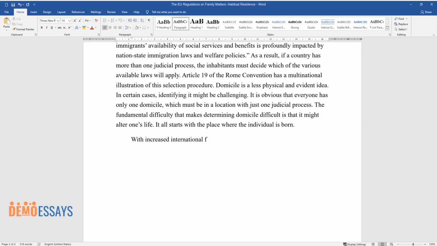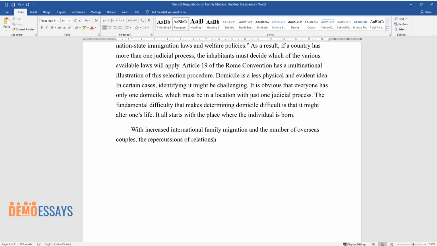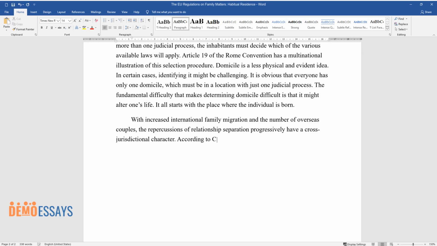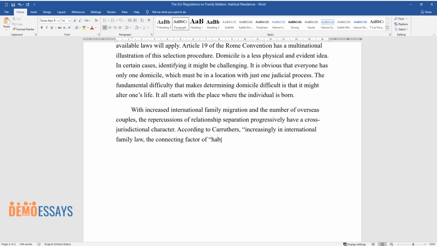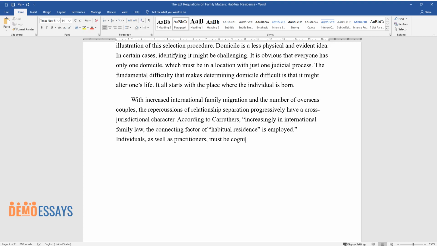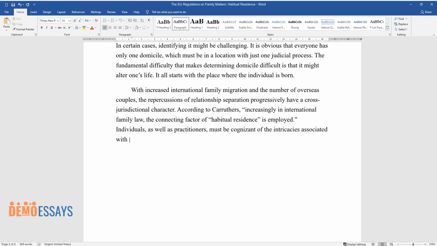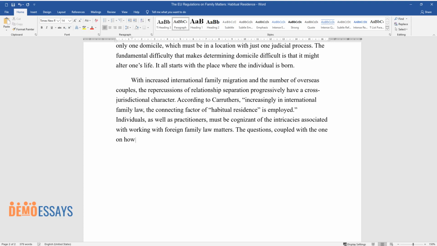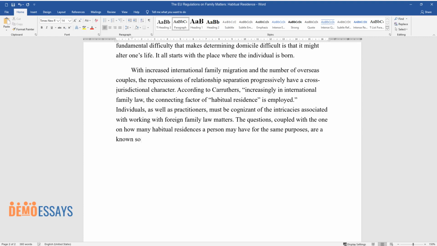With increased international family migration and the number of overseas couples, the repercussions of relationship separation progressively have a cross-jurisdictional character. According to Carruthers, increasingly in international family law, the connecting factor of habitual residence is employed. Individuals, as well as practitioners, must be cognizant of the intricacies associated with working with foreign family law matters. The questions, coupled with the one on how many habitual residences a person may have for the same purposes, are a known source of headaches for the national courts.